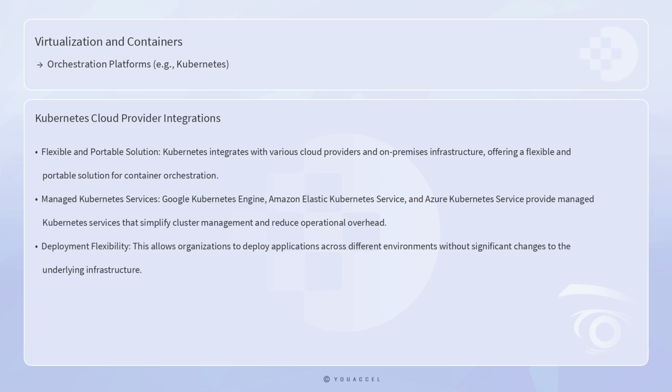Kubernetes also integrates with various cloud providers and on-premises infrastructure, offering a flexible and portable solution for container orchestration. This allows organizations to deploy applications across different environments without significant changes to the underlying infrastructure. For example, Google Kubernetes Engine, Amazon Elastic Kubernetes Service, and Azure Kubernetes Service provide managed Kubernetes services that simplify cluster management and reduce operational overhead. These integrations enable organizations to leverage the benefits of Kubernetes while taking advantage of the unique features and capabilities of different cloud providers.